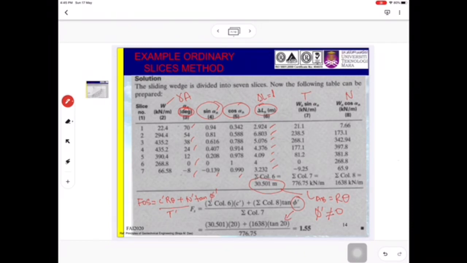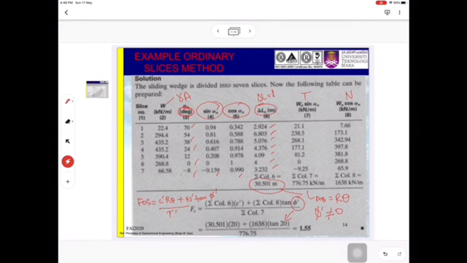Okay, so just put all the calculated formula here. So column 7 is T, column 8 is N. Okay, so FOS is 1.55. So that is how you solve this example.